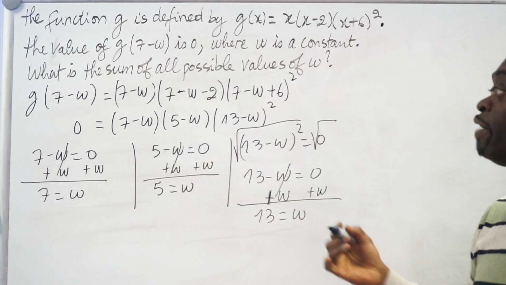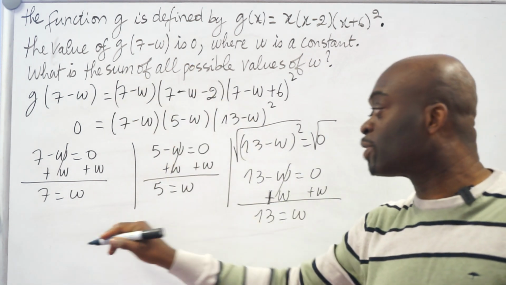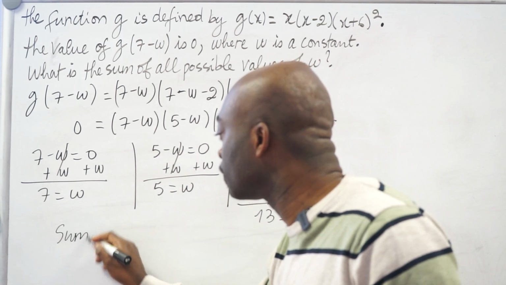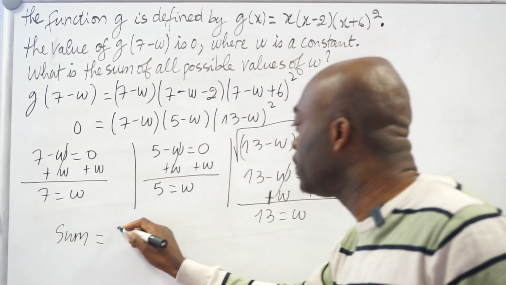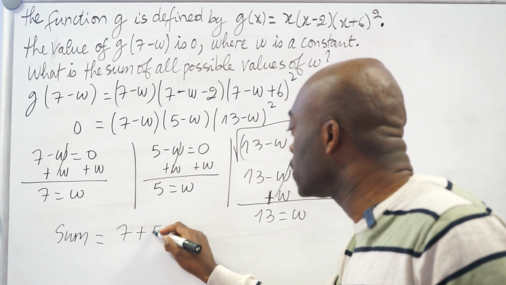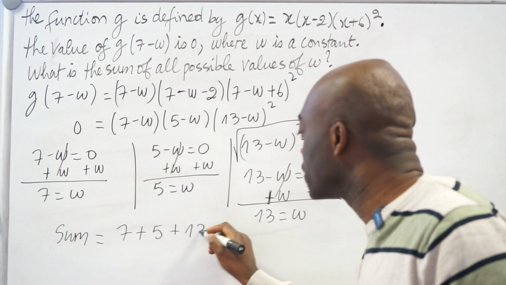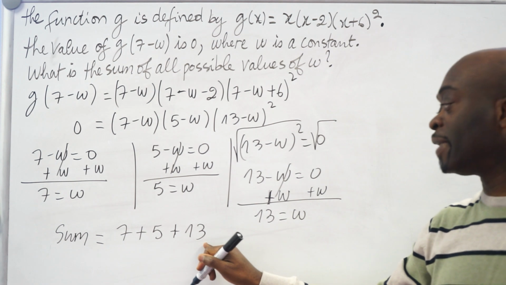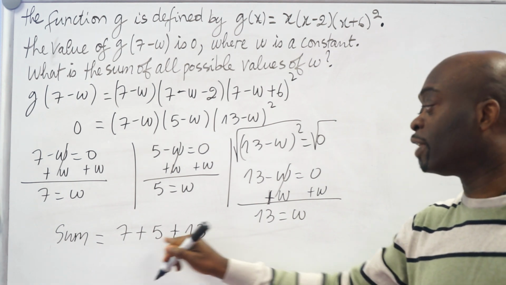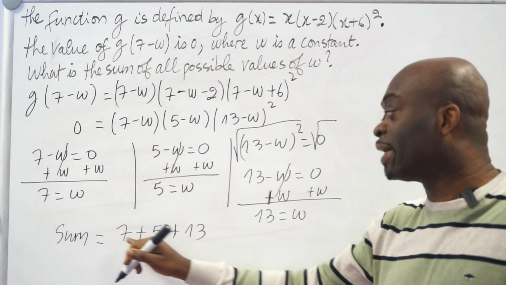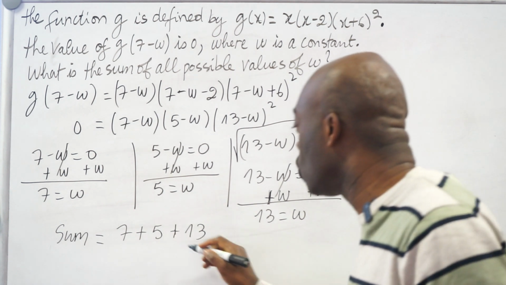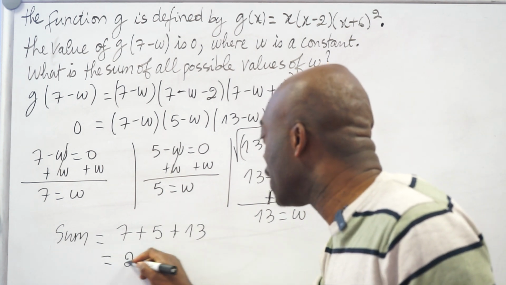And then to finish, we want the sum of them. So the sum of them is going to be 7 plus 5 plus 13. What is 7 plus 13? It's 20, and 20 plus 5 is 25. Or somebody can do 7 plus 5, which is 12, and 12 plus 13, which is 25. So the sum is 25, ladies and gentlemen.